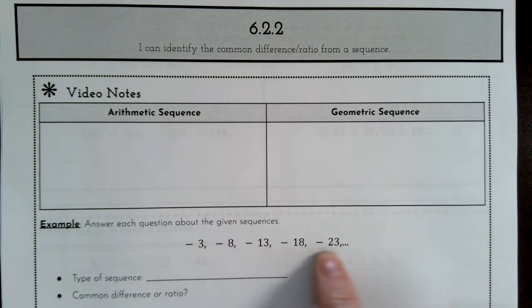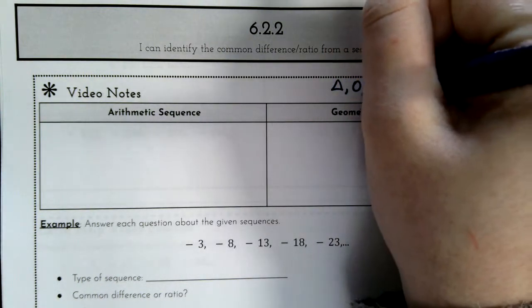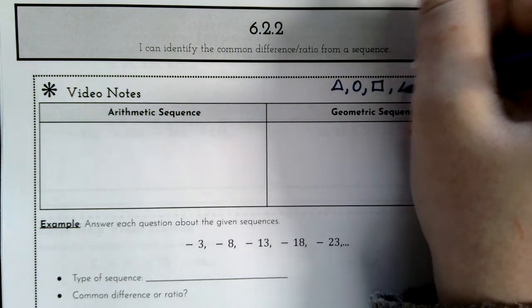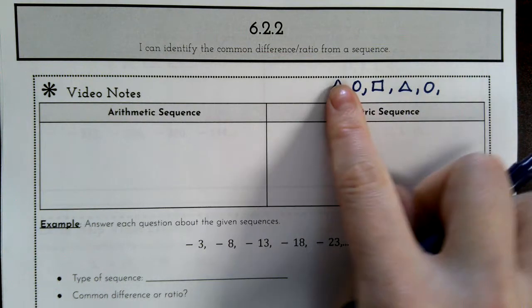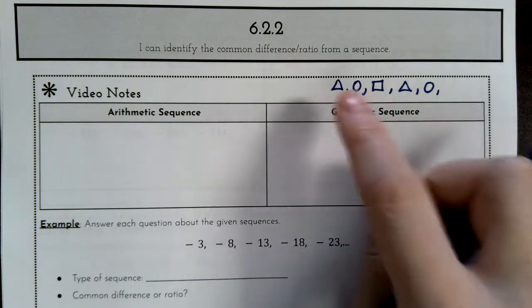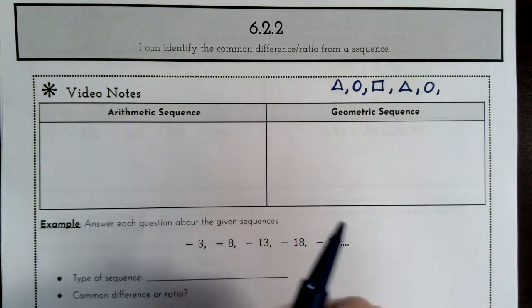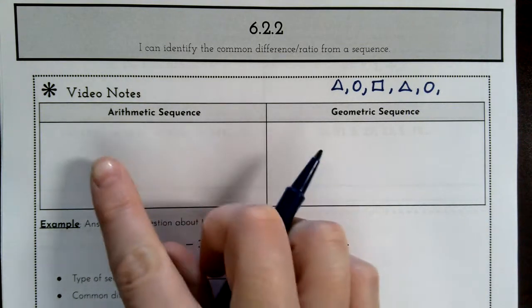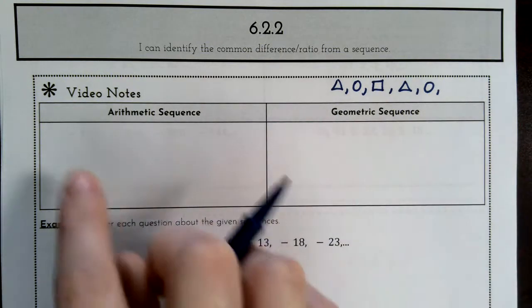This is a sequence. You can do it with other things besides numbers as well, like shapes, which is a really common one. It'll be triangle, circle, square, triangle, circle, and then it'll ask you what comes next. In a sequence, there's a pattern, so in this case, it would be a square. The two types we're going to talk about in our learning target are arithmetic and geometric sequences.